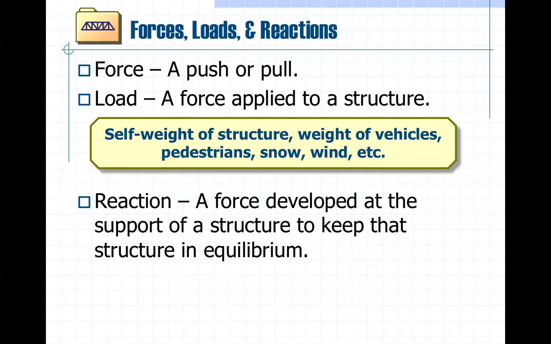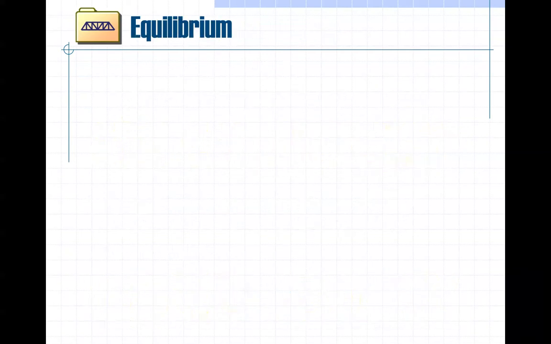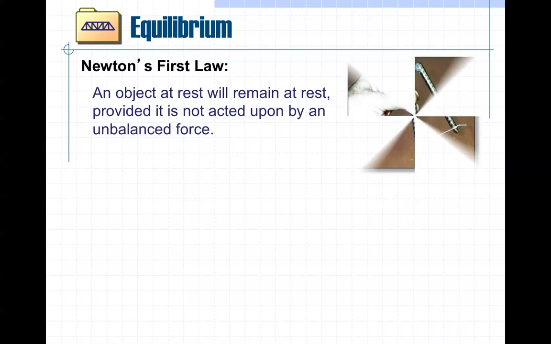Okay? And the reactions, of course, are the things that resist the movement of that force, that load that we're applying. And these are typically at the abutments on a bridge. And again, remember, forces are vectors, so we're gonna look at that as well. Okay? So remember Newton's first law: an object stays at rest unless it's acted upon by an unbalanced force. So we want our bridge to stay as it is. We don't want it to move, right?